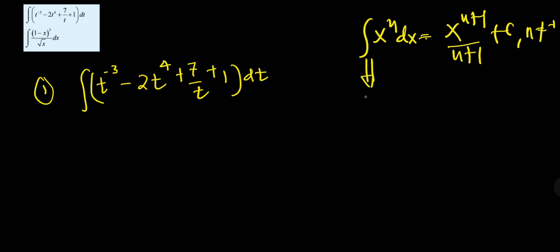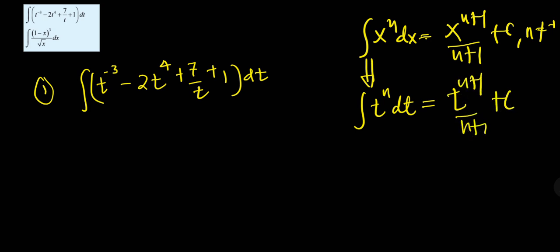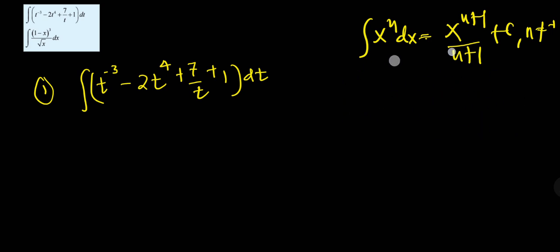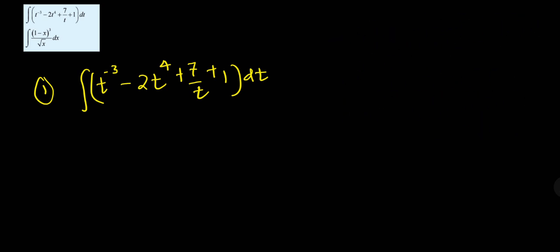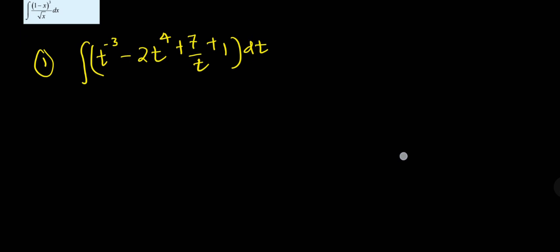So replace variable x with t. In your mind, you will know that my integral now will be integral of t power n dt equals t power n plus 1 over n plus 1 plus c. Please keep that in your mind. You have to know that the formula will change depending on the integrand. So let me wrap this. Now let's get back to the question.